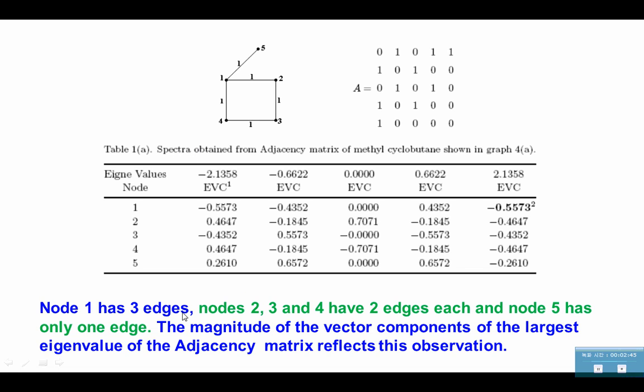And nodes 1 and 3 have 3 edges. Nodes 2, 3, and 4 have 2 edges, and node 5 has only 1 edge. The magnitude of the vector component of the largest eigenvalue of the adjacency matrix reflects these observations. Okay. From the eigenvalues of this matrix, we can find meaningful information about this graph. And this is what this data shows.